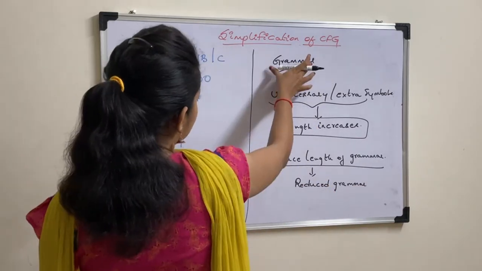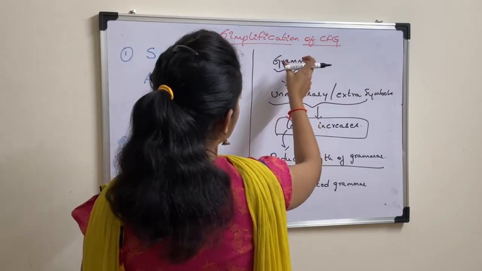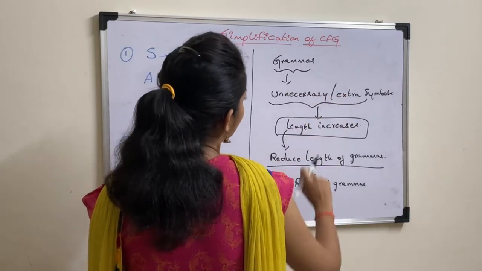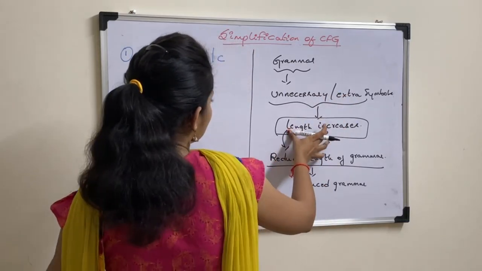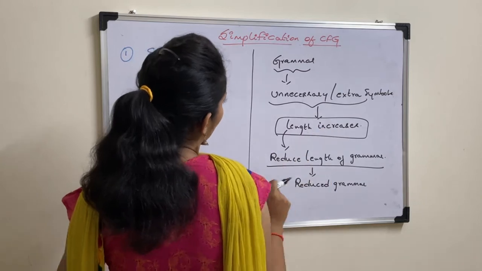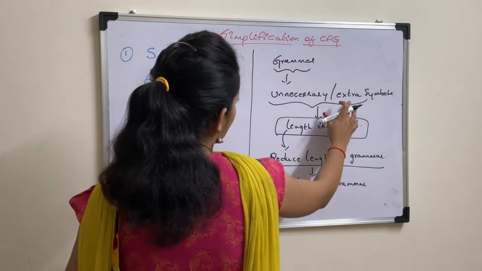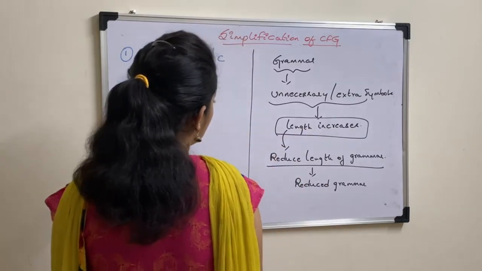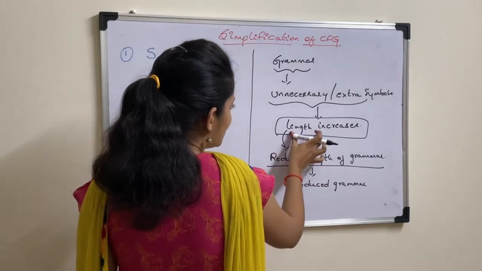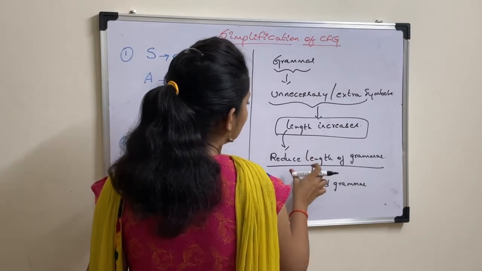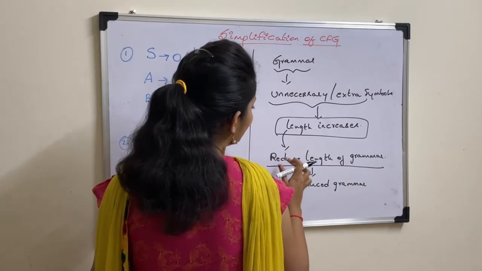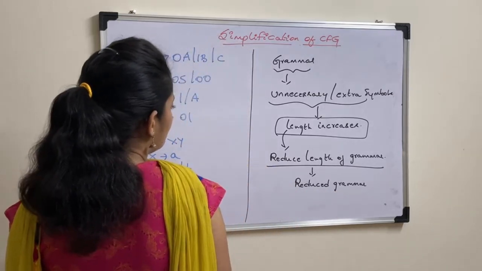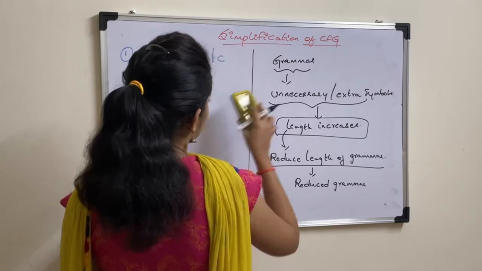So listen again. We have one grammar. That grammar may sometimes contain unnecessary or extra symbols, which results in increasing the grammar length. So we need to reduce that length, and the grammar which is obtained after performing this task, we call that a reduced grammar. So how to reduce this grammar? We'll see that.